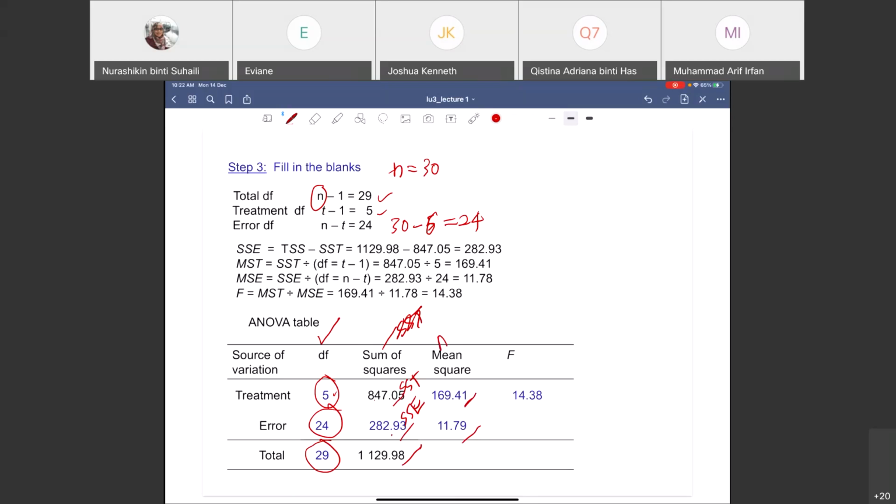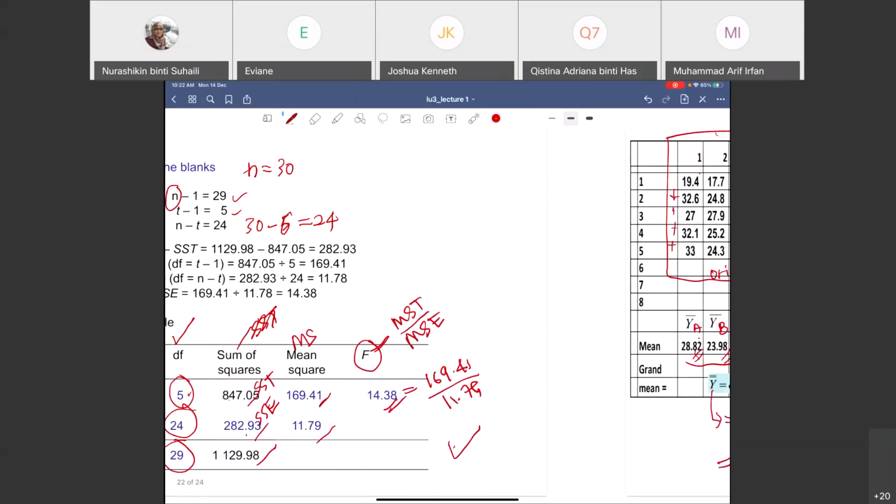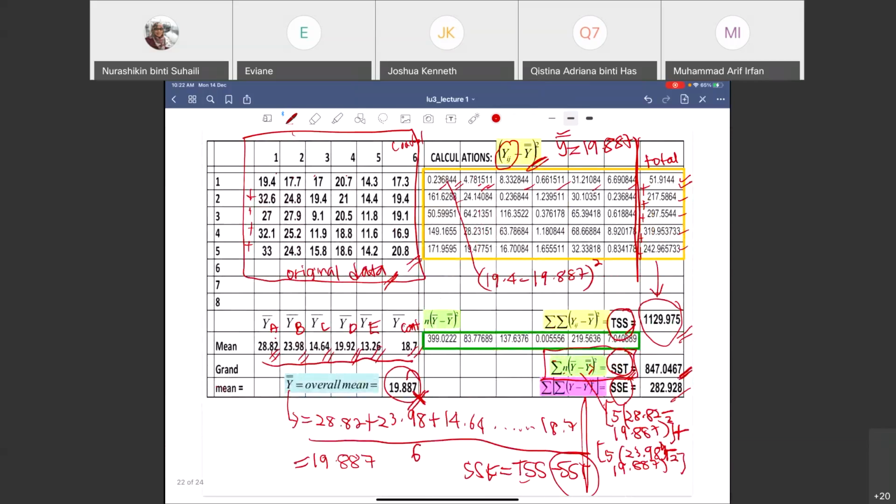That is mean square, MST and MSE. For the F value, this one is equal to MST divided by MSE, right? So 169.41 divided by 11.79, you get 14.38. So that's why you must have this table, and this is the calculation table that you also have to provide in your workout.